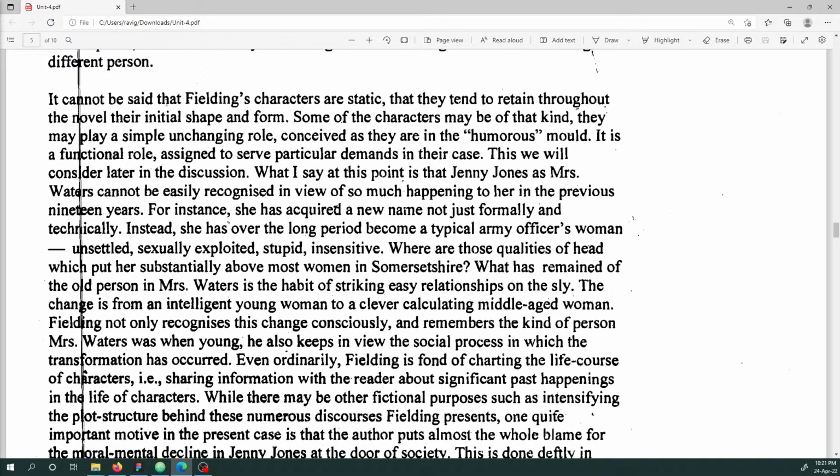It cannot be said that Fielding's characters are static, that they tend to retain throughout the novel their initial shape and form. Some of the characters may be of that kind, they may play a simple unchanging role, conceived as they are in humorous mode. It is a functional role assigned to serve particular demands in their case. This we will consider later in the discussion.